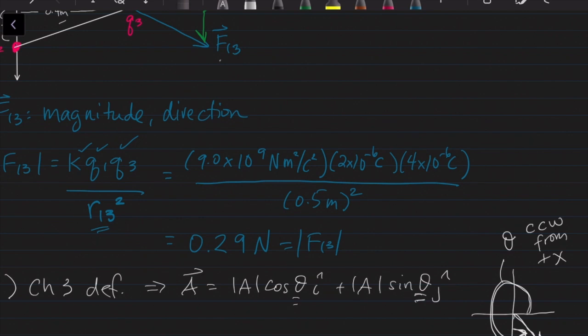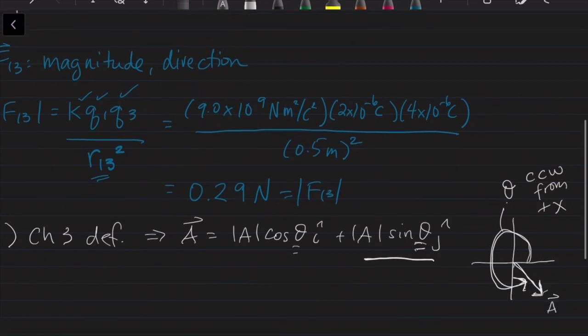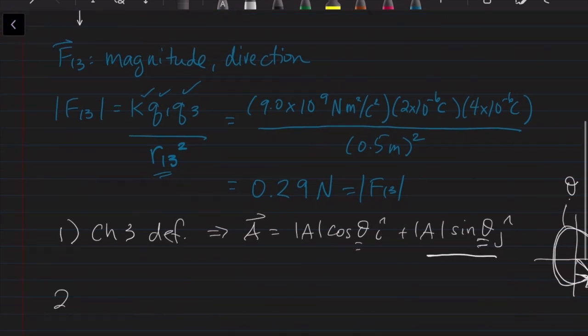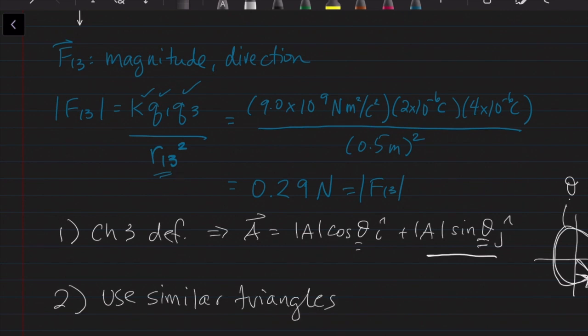If you choose to use this method, your signs will come out correctly, meaning you'll get that negative sign in the y direction. That's the nice thing about this formula: your signs come out right as long as you provide the correct theta. So we're going to do another way. We're going to use similar triangles to find the components.